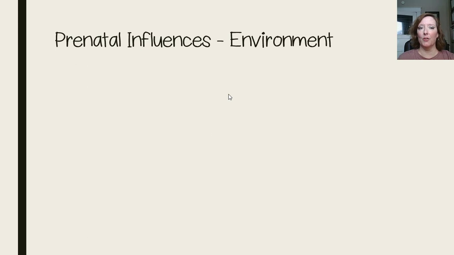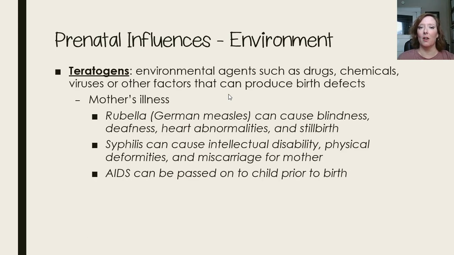Our environment can also influence prenatal development. Teratogens collectively are the environmental agents such as drugs, chemicals, viruses, and any other factors that can produce birth defects. Illnesses in the mother can include rubella or German measles. This can cause blindness, deafness, heart abnormalities, and stillbirth. Syphilis can cause intellectual disability, physical deformities, and miscarriage for the mother, and AIDS can be passed on to the child prior to the birth of the child.